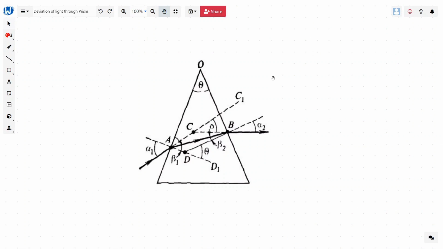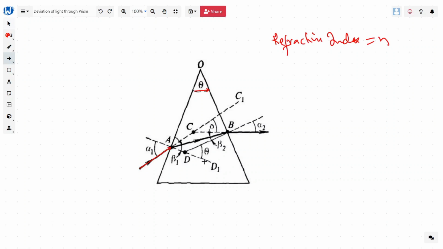So here we have a general case of a ray of light passing through a prism. This is how it is passing. This is a prism with an angle theta, which is given. The prism has a certain refractive index, and we already know about that. Now the ray of light is going to enter the prism here like this.